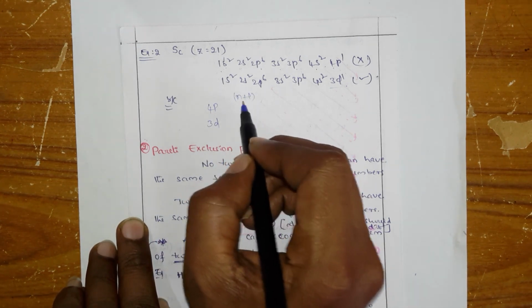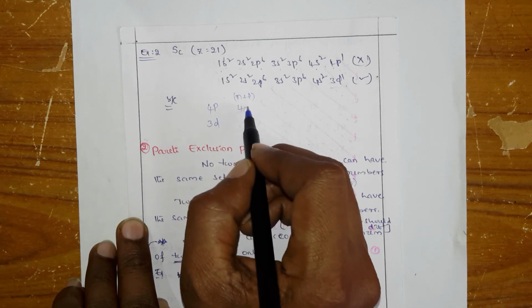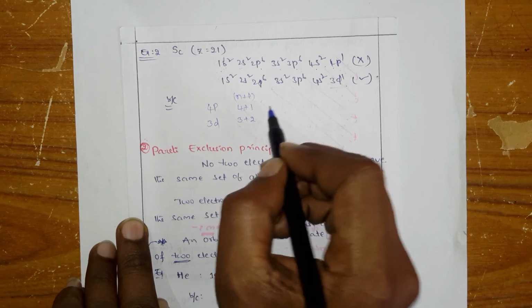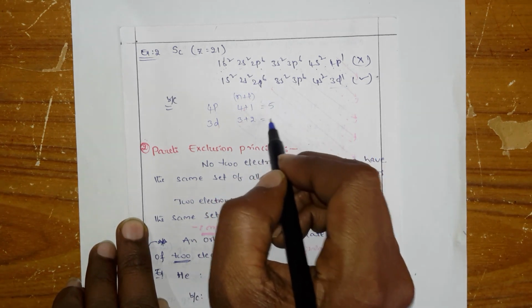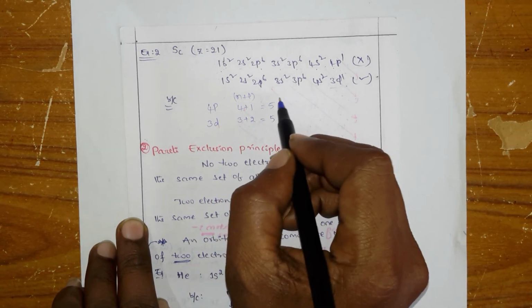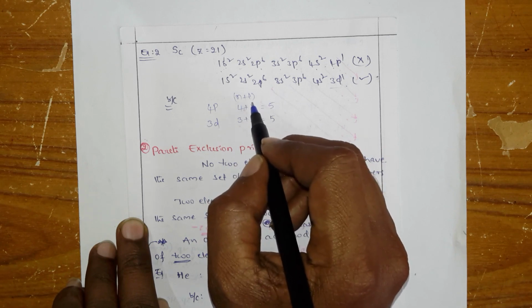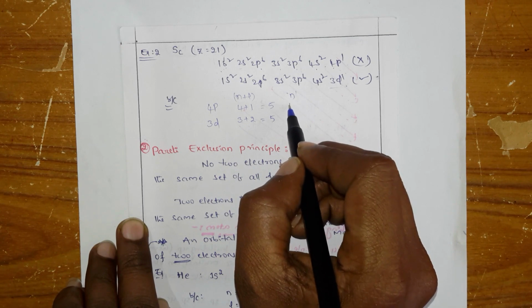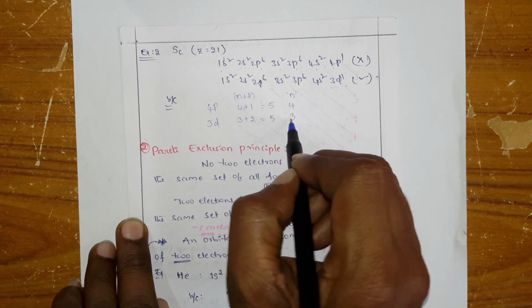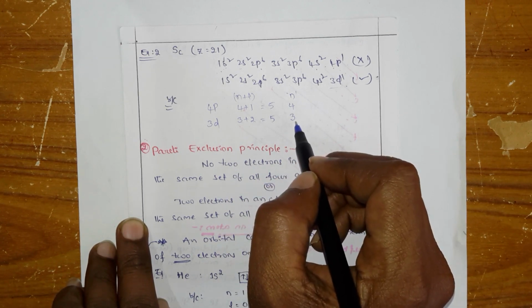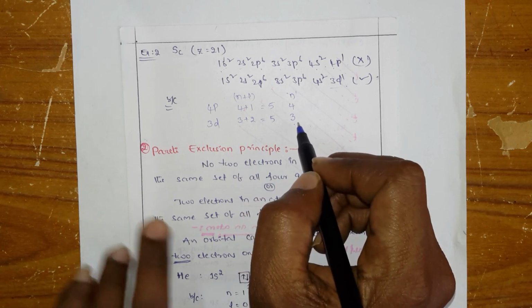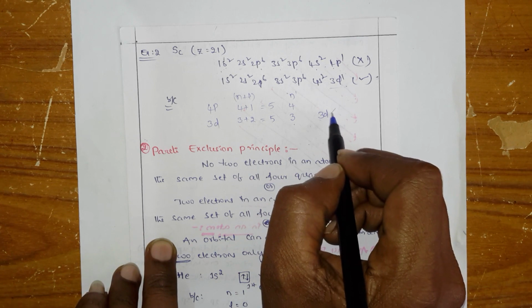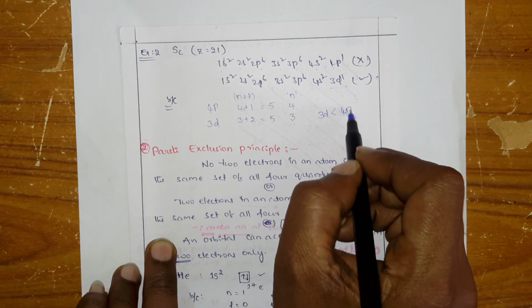n plus l. So what is the n? 4 plus 1 for 4p, and for 3d here it is 3 plus 2. So in both you get 5. If you get an equal value of n plus l, you have to see the n value. Here the n value is 4 and here it is 3. Whatever has the lower n value has less energy. So the 3d has lesser energy than the 4p.